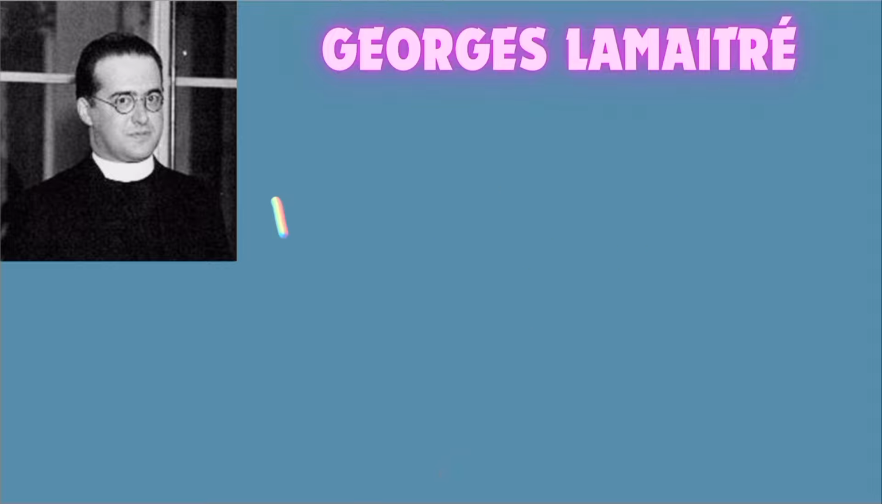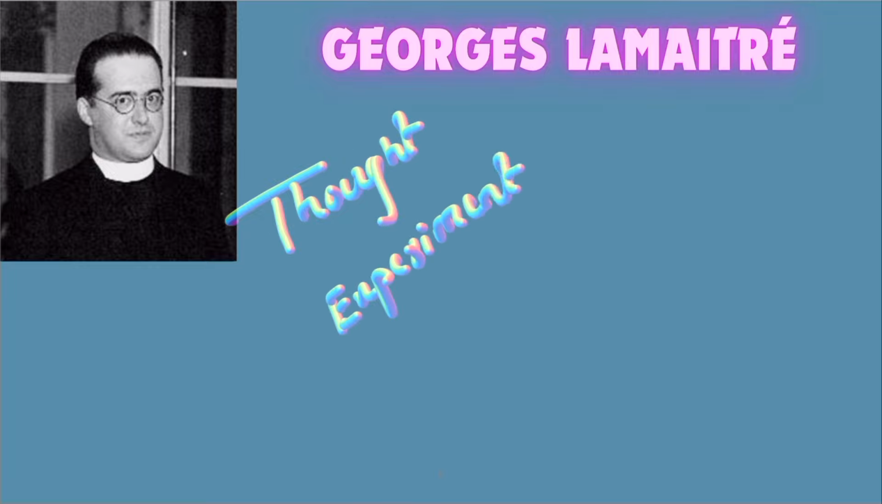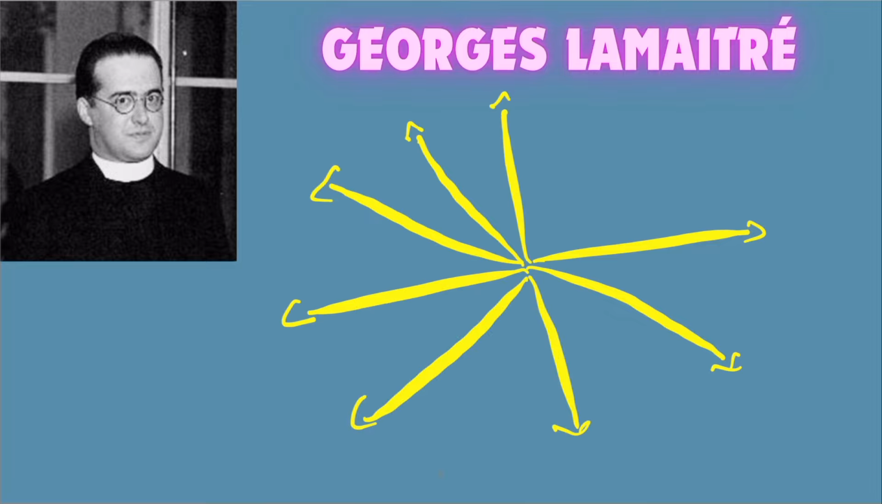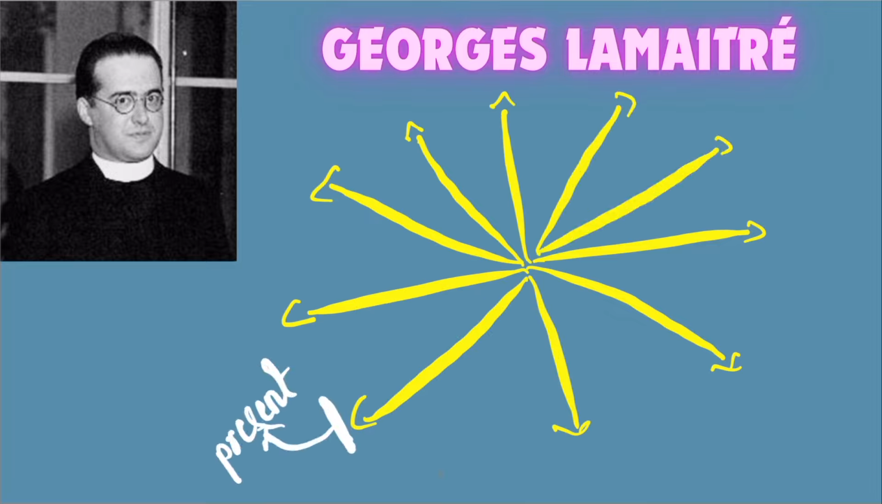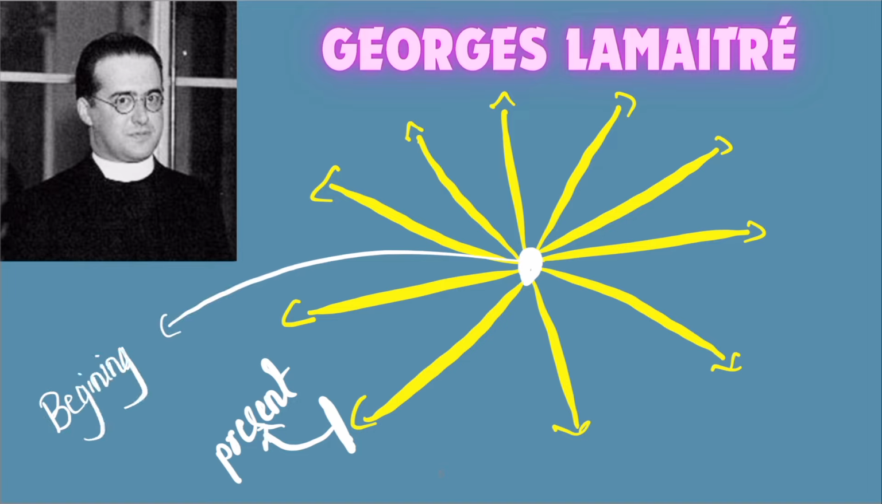Georges Lemaître conducted a thought experiment based on the second discovery. Georges Lemaître said that if the universe is expanding currently, then if we go back in time, if we time travel, we might find that the universe had started from a particular point before it started expanding.